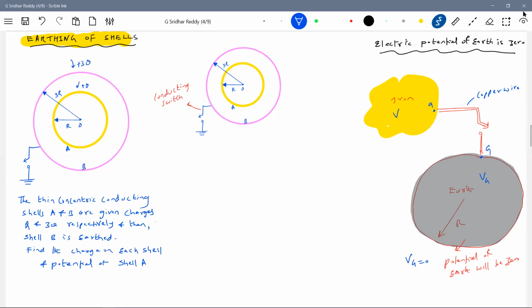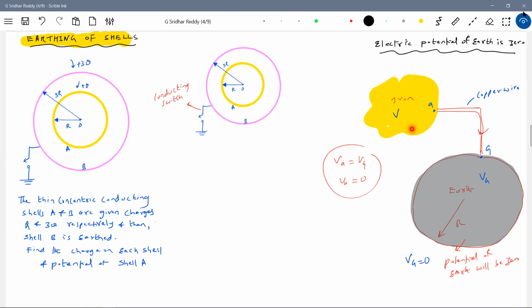A conductor is an equipotential. On closing the switch, the potential of A will become equal to G. The potential of the ground, or earth, is 0. So therefore the potential of the body also will become 0. When I close this switch, potential A equals G and the potential of G is 0. So therefore the potential of A will also become 0.